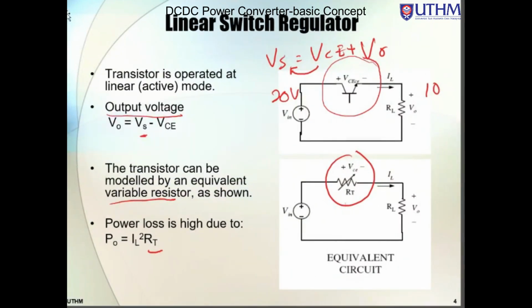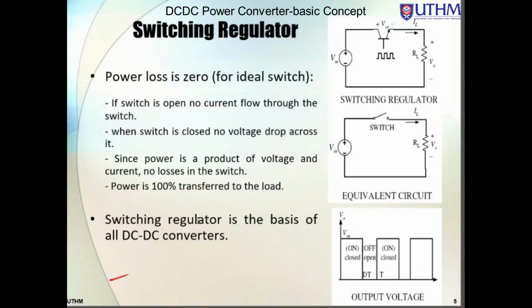Okay, so that means the power loss across that resistor will be quite high, I squared R, right? I squared R. So that's why it's not possible to use the variable resistor as a switch. Okay, then we can use an ideal switch, on and off, like this. We can use an ideal switch like this.